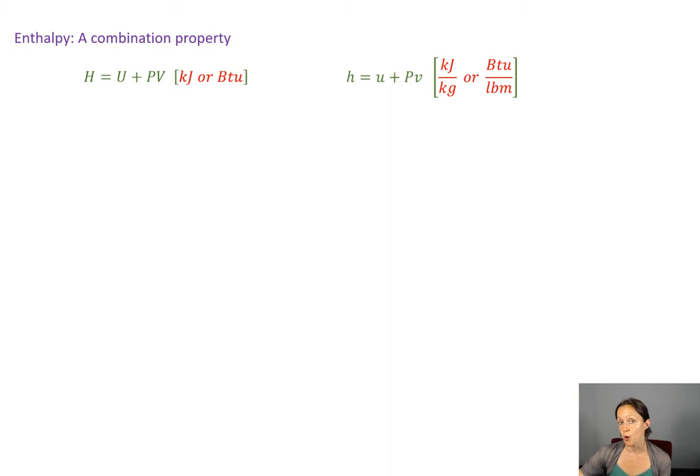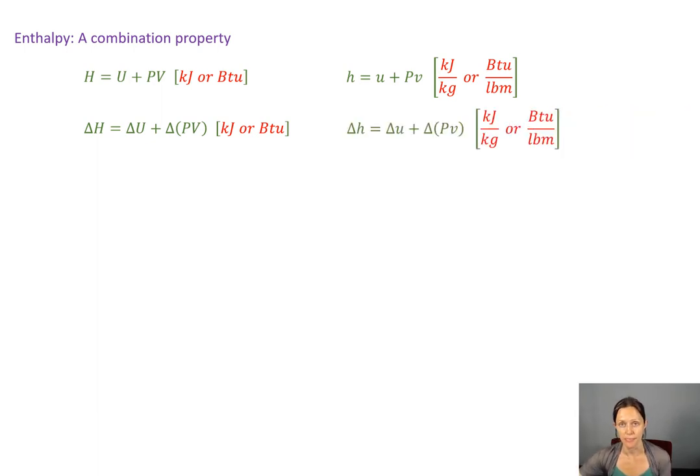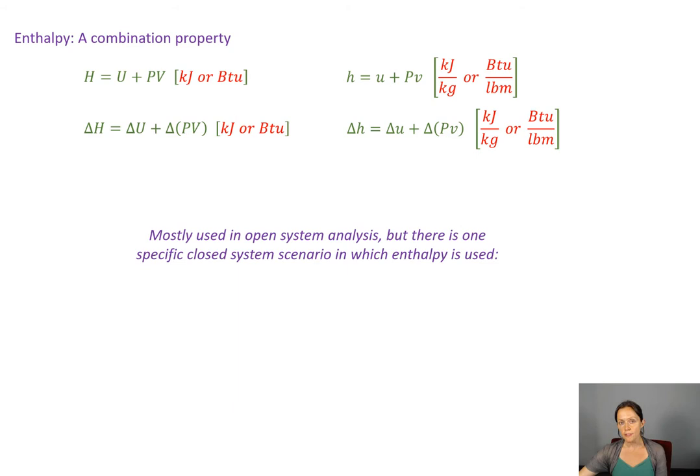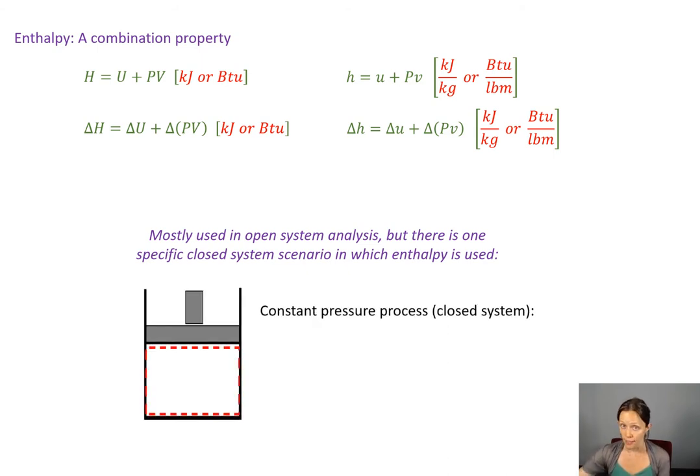Now in thermodynamics, we are often concerned with the changes in thermodynamic properties, so let's go ahead and define that. Delta H would be equal to delta U plus delta PV. So PV is in parentheses there. Of course, I could put that on a per mass basis as well. And what you often see is you'll see enthalpy in open system analysis, and you'll see that when we get there. But there's one specific case with a closed system where you do see enthalpy pop up, and that's for a constant pressure process in a closed system.